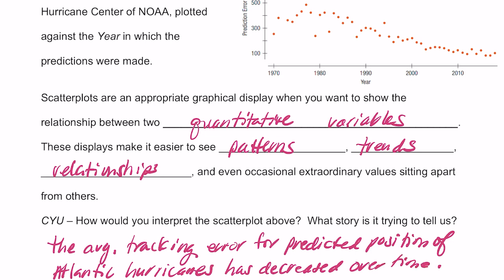There appears to be a very high predicted error in the early 1970s. And maybe that decrease in prediction error is made possible because of our advancement in technology. So we're becoming more and more accurate.